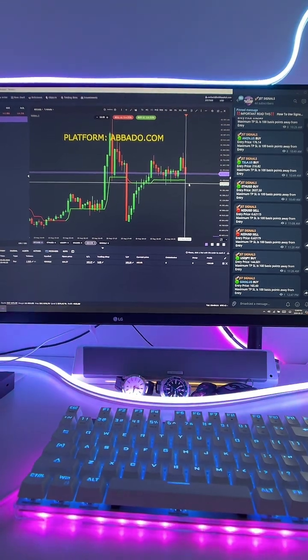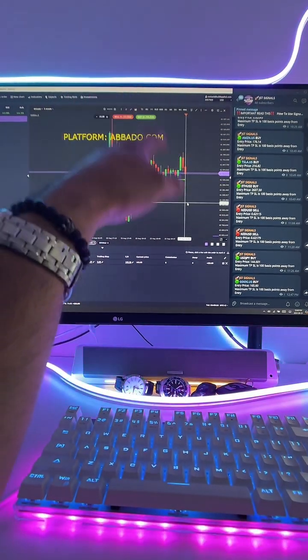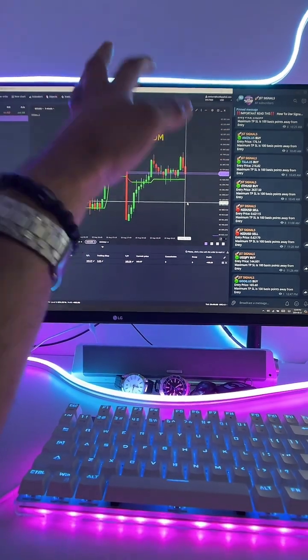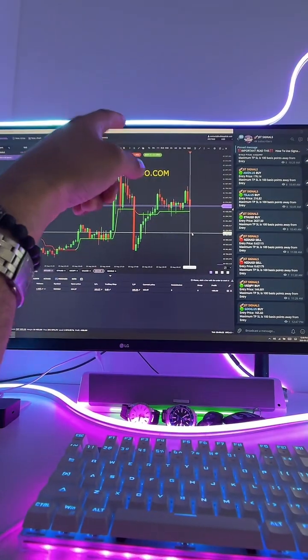ZZ is saying, what's the time frame? So I'm always trading on the 5 minute time frame. Tapman is saying, what's the name of the indicator? So the indicator name is Super Trend.